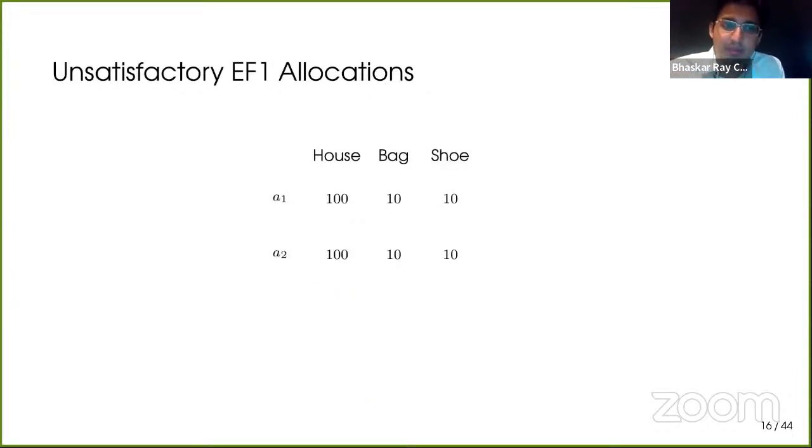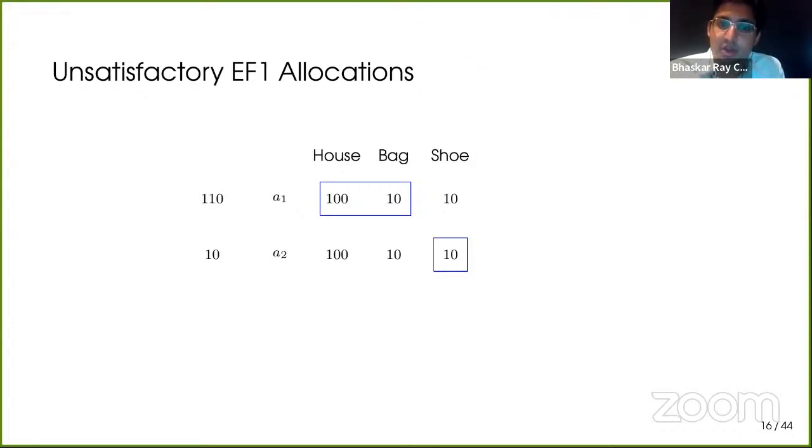Just to give you an example why sometimes EF1 allocations can be unsatisfactory. Consider the following setting where you have to divide a house, a bag, and a shoe, and consider this allocation where you give the house and the bag to the first agent and you give the shoe to the second agent. This is an EF1 allocation, right?